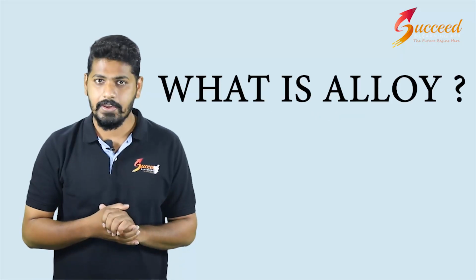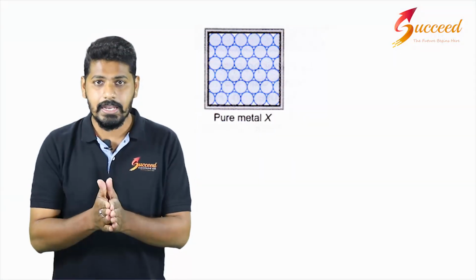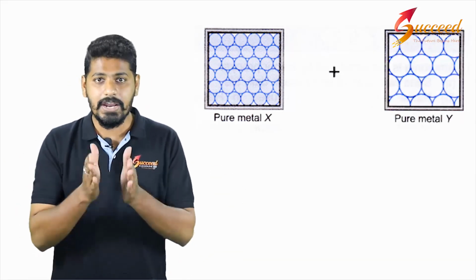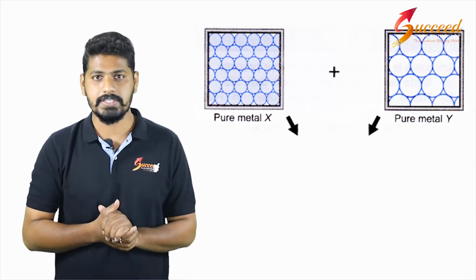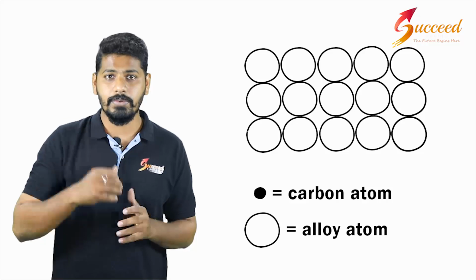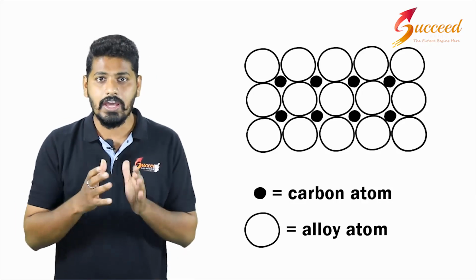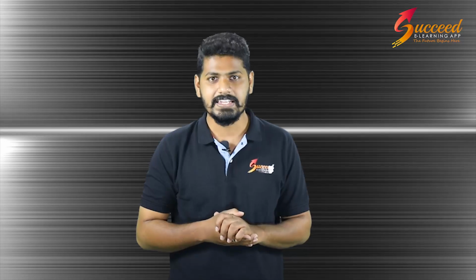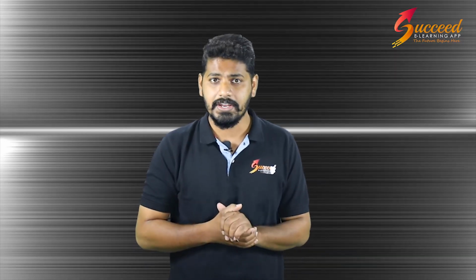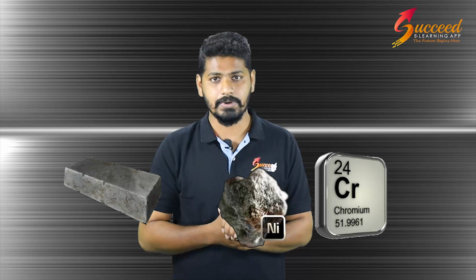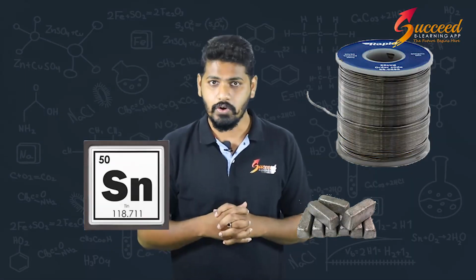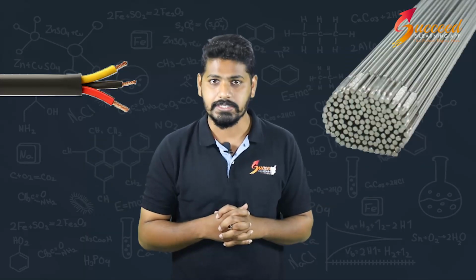Alloy. What is an alloy? An alloy is a mixture of a metal with another metal or a metal with a non-metal. By doing so, we get a new substance called an alloy. By adding carbon to the alloy substances, they become strong as well as hard. For example, stainless steel, which is a mixture of iron, nickel and chromium. Another very good example is solder, which is a mixture of tin and lead, mainly used for welding electrical wires.